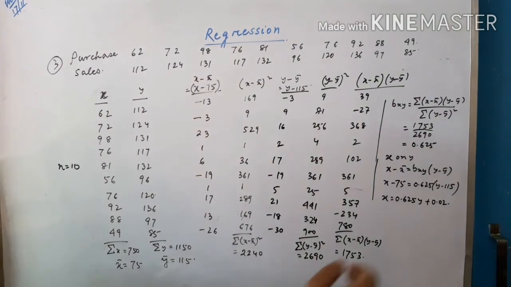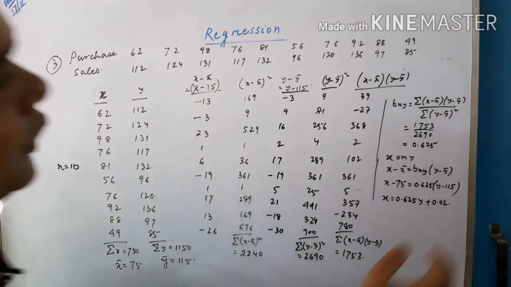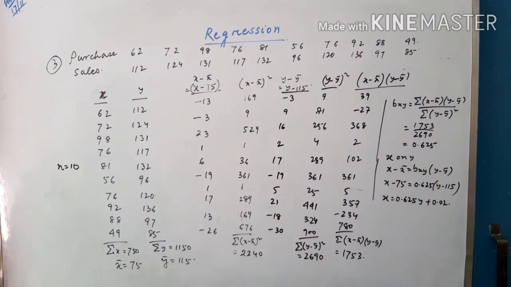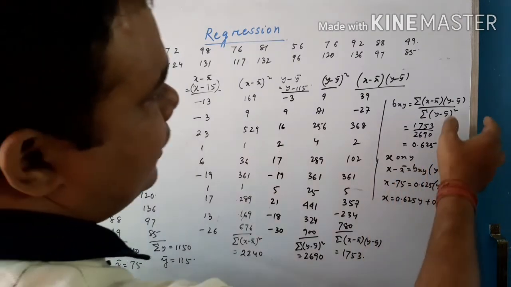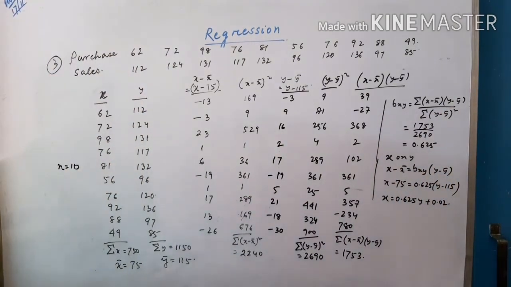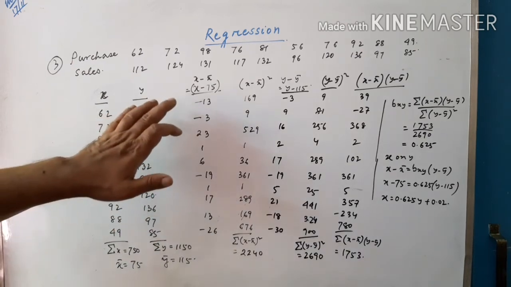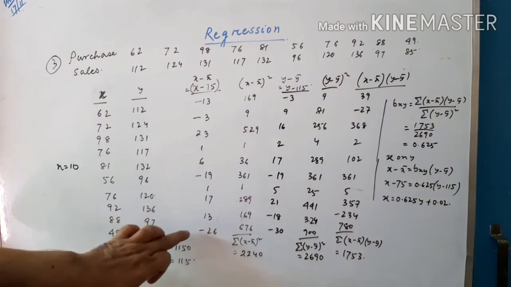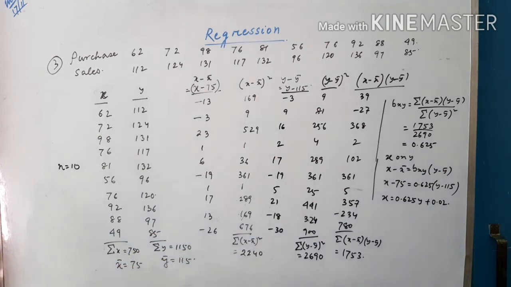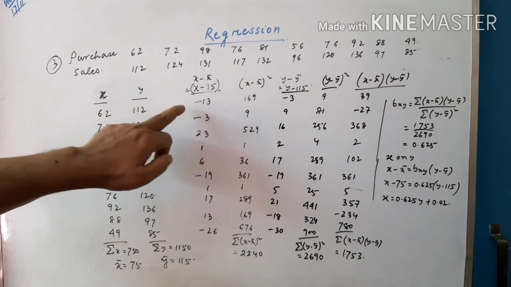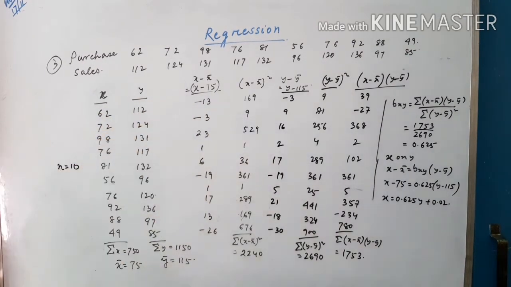That means here we are going to use this formula bxy. You can see one of the simplified formulas for bxy was sigma x minus x bar into y minus y bar, by sigma y minus y bar whole square. Since x bar and y bar are complete integers, therefore in each case x minus x bar gives complete integral values, as well as y minus y bar. So here we are finding x minus x bar.